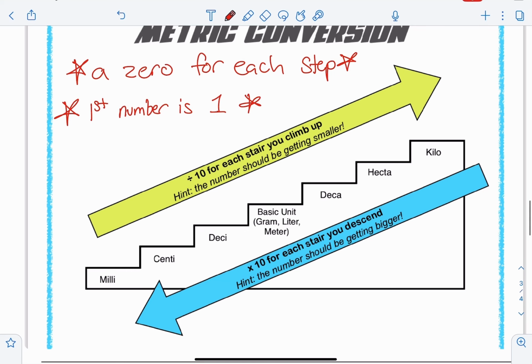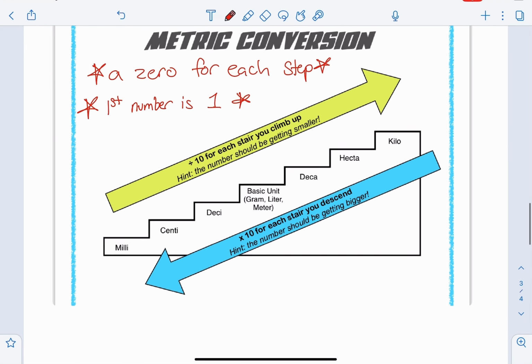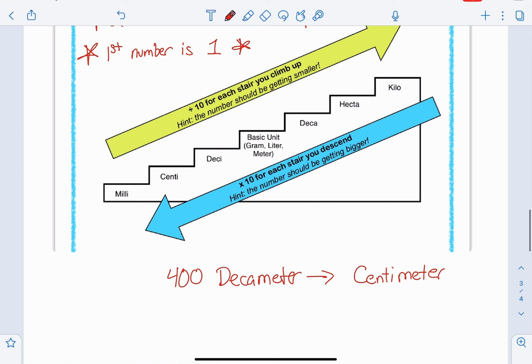So let's talk about what Ms. Keel means by this. Okay, let's say I have 400 decameters, and I want to get to centimeters. So I start at decameters right here, and I'm going to go down to centimeters.